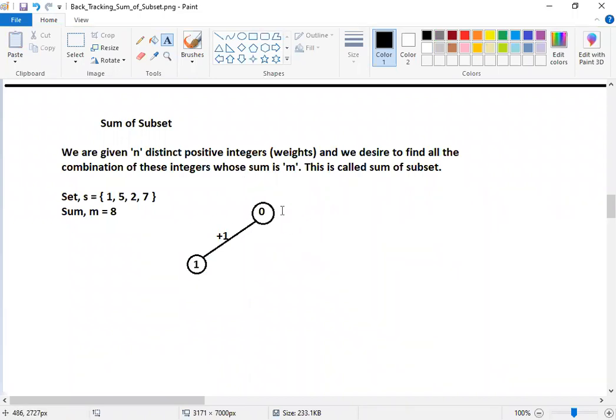So the node value indicates the total sum, and the edge value indicates whether we are considering that particular integer or not. If we are considering, then we will denote it as +1. And once we arrive at the child, the value of the child node is going to be the total sum from its previous. Is this understood, the first step? Please do acknowledge if it is understood or not.